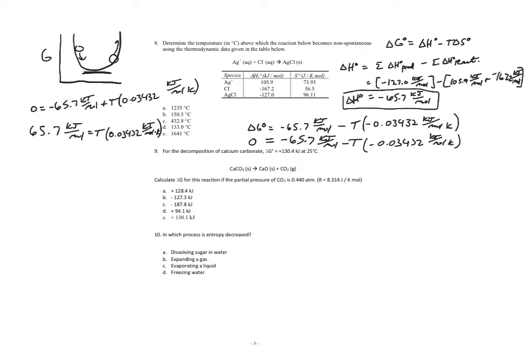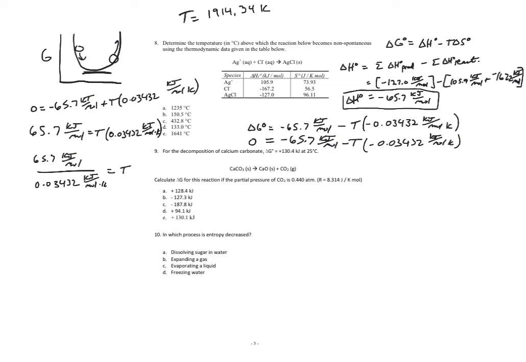All right, and then we can divide by that value of delta S. So 65.7 kilojoules per mole will be divided by 0.03432 kilojoules per mole Kelvin. All right, so that's equal to my T, and I'll give you a couple of seconds to calculate this. All right, so T is going to be equal to 1914.34 Kelvin.